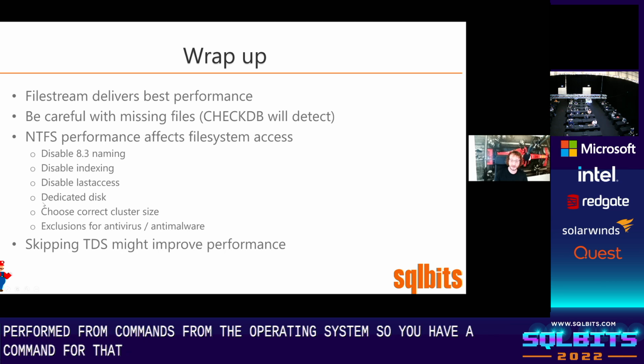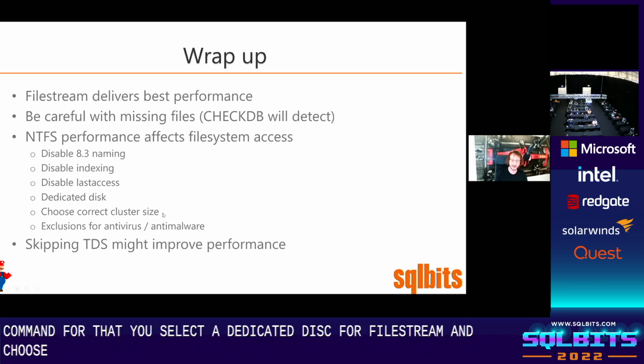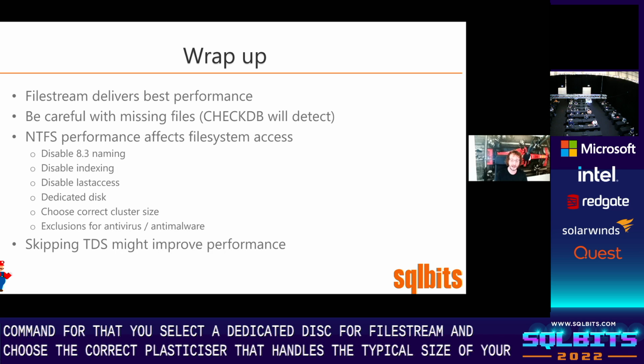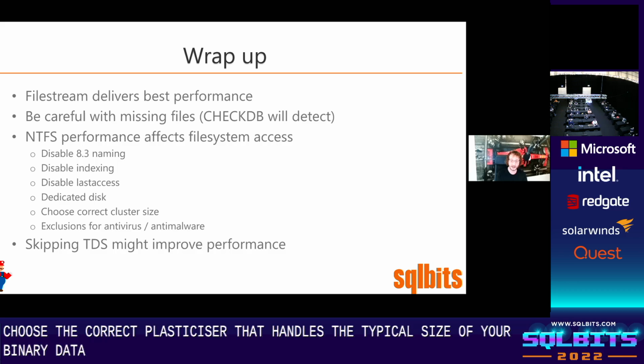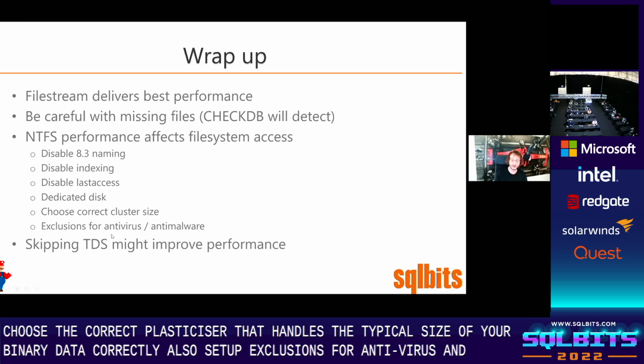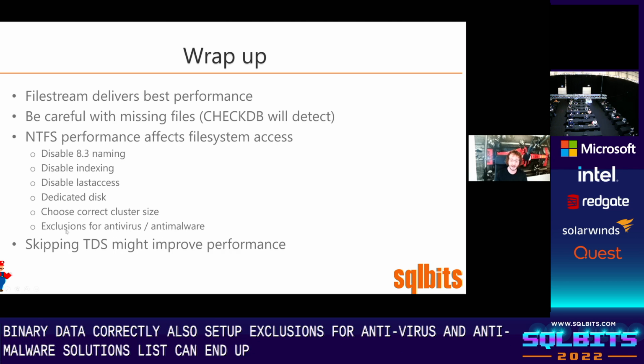You'd better select a dedicated disk for FileStream and choose the correct cluster size that handles the typical size of your binary data correctly. Also, set up exclusions for antivirus and anti-malware solutions. This can end up slowing you down quite a lot.